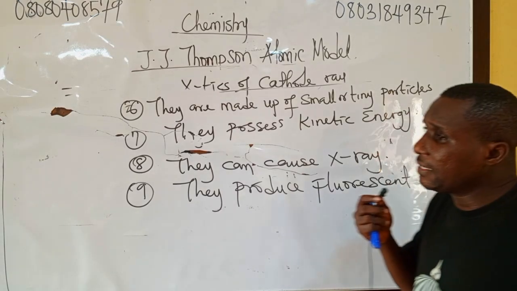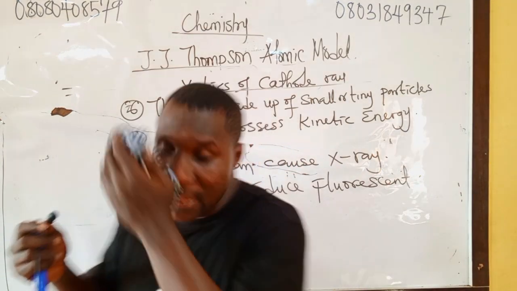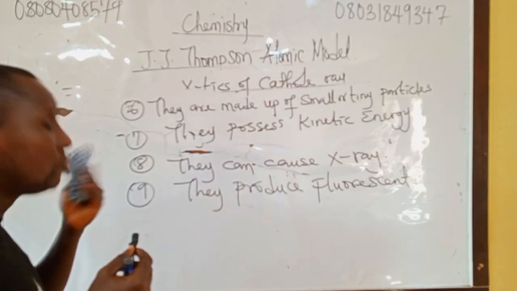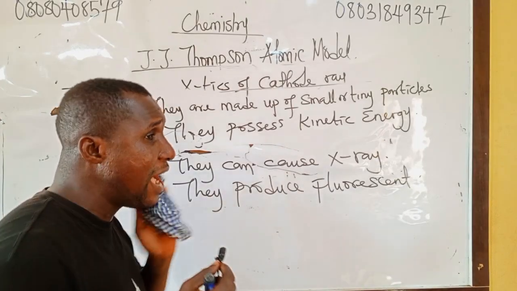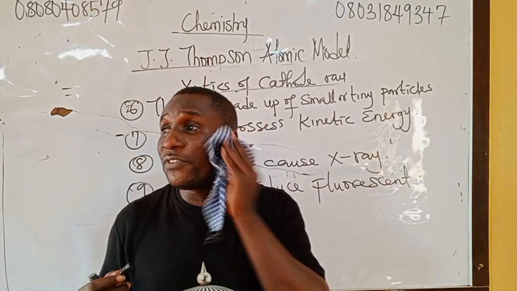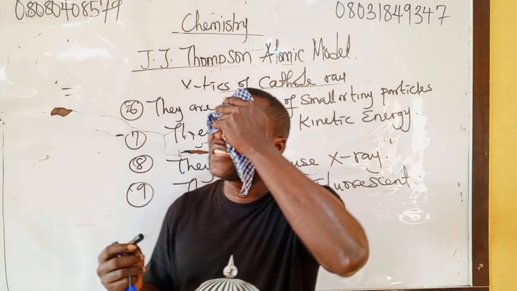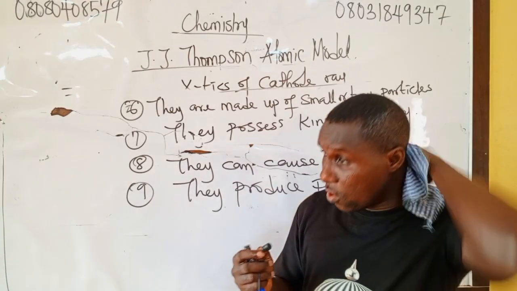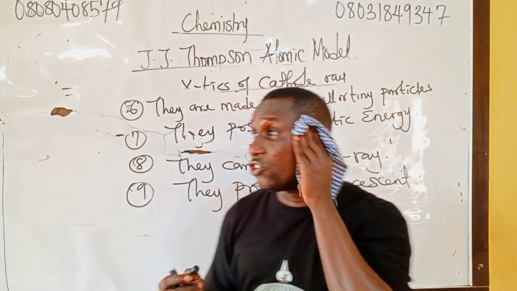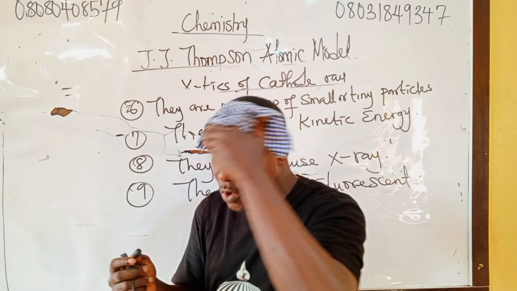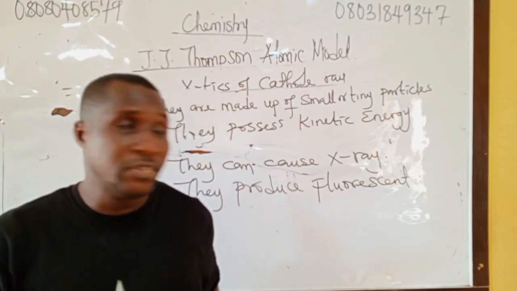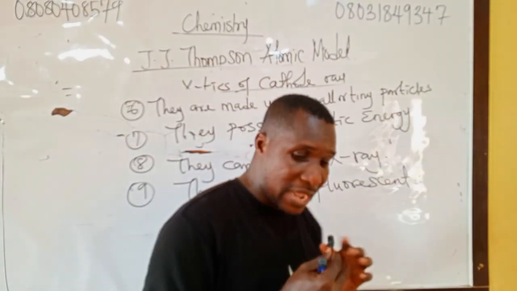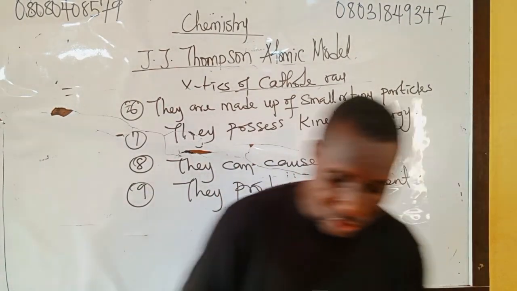These are the characteristics of cathode ray. Cathode rays are negatively charged. They move in a straight line in the absence of electric field and magnetic field. They are deflected to the positive side of the electric field. They possess kinetic energy. They can cause fluorescence. They can cause X-ray. They have the capacity to cause mechanical motion. Please take note of that.